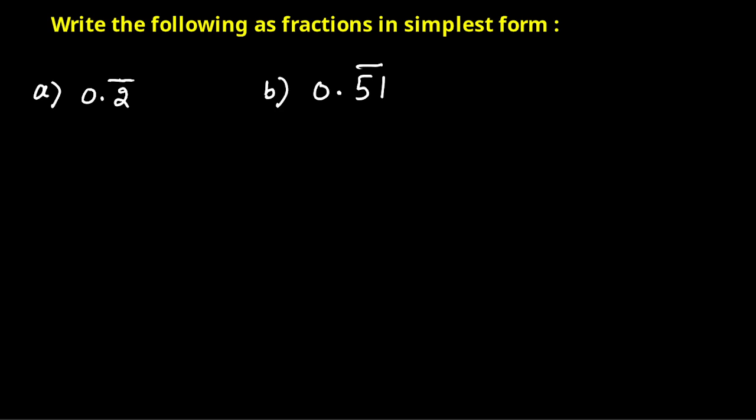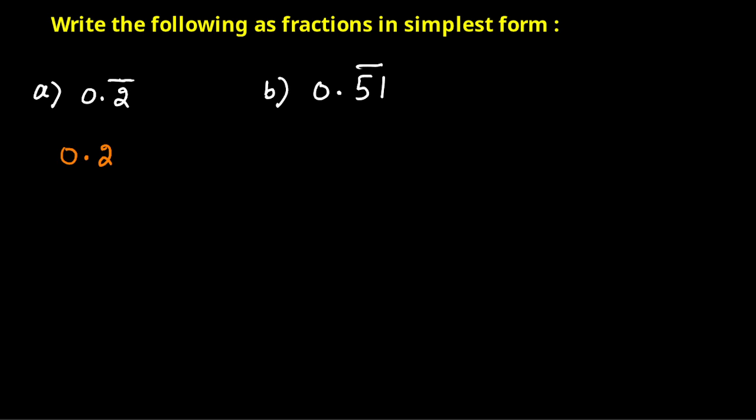In this video, we are going to find a way to write a repeating decimal as a fraction. For example, in part A, I have 0.2 with a bar over the 2, and the bar shows that this 2 is repeating. So you can write it as 0 point. This point means decimal, so this is a decimal point.